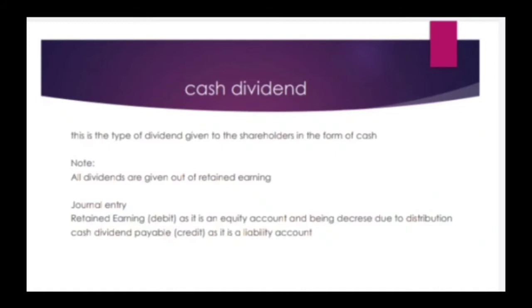So cash dividend. This is the type of dividend given to the shareholders in the form of cash. You have to note one thing, that all dividends are given out of retained earning. So the journal entry will be retained earning debit, as it is an equity account. When the cash is taken out of it, it will be decreased, and whenever equity is decreased, it is debited. So retained earning debit, and a liability over the company to pay the cash dividend will be created. Cash dividend payable is a liability account and therefore it shall be credited.